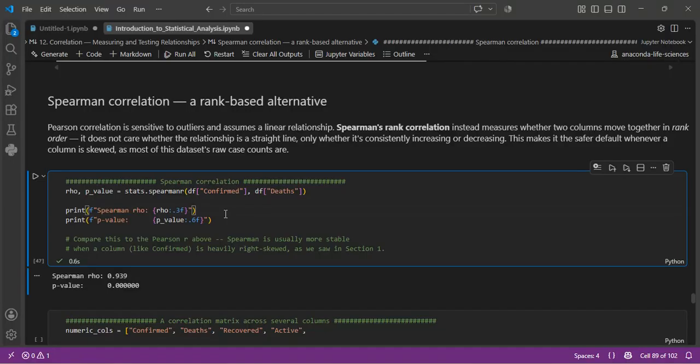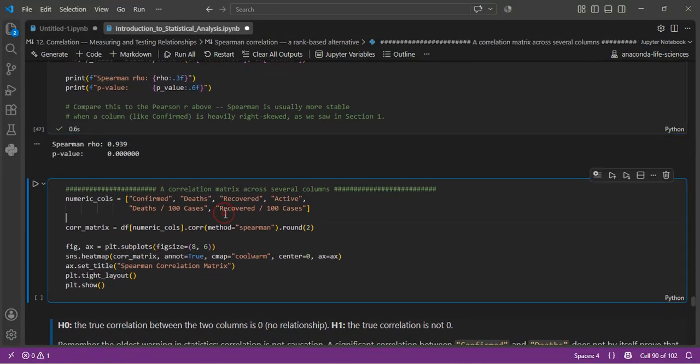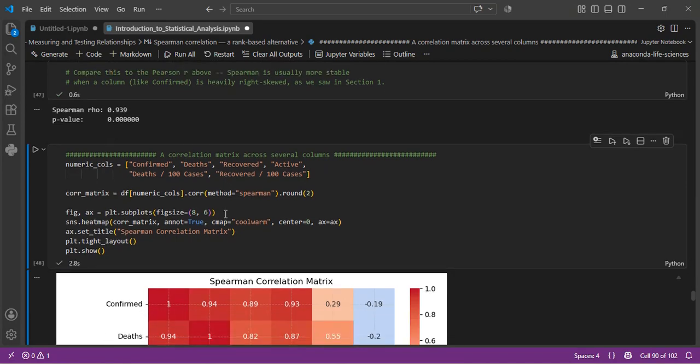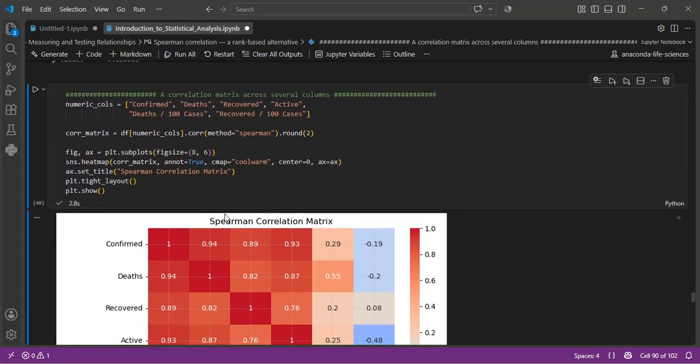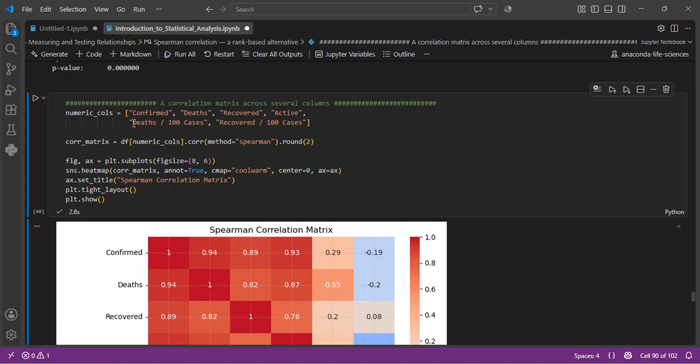So this is what we call the correlation matrix. How was the implementation? For numerical columns, we select all the columns that have numerical values. Then corr_matrix equals df.corr with method Spearman, and we round it to two decimal places. So for all these numeric columns, we are running the Spearman correlation and rounding the values to two decimal places.